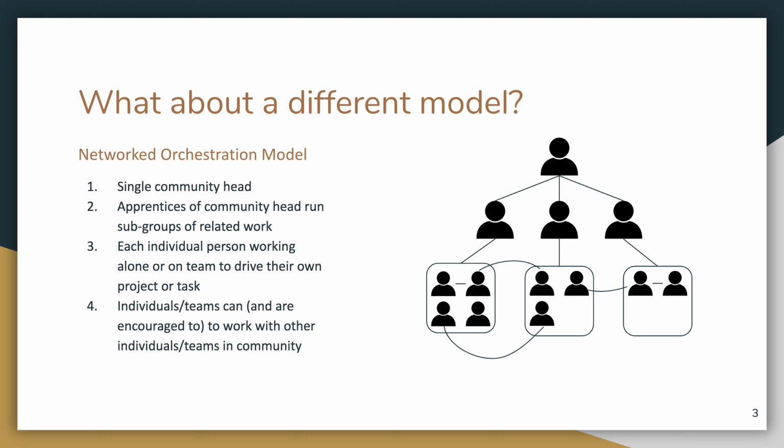But today we're going to talk about a very different model of working. This idea of a networked orchestration model where you have a single community head or a single leader of the community, and you have certain apprentices who are also considered experts that run subgroups underneath the community head. And then within each of these subgroups, each individual person is working either alone or on a team to do their own tasks or their own work, but they have the ability to connect and work with people outside of their own small group. And in fact, they're encouraged to do so.